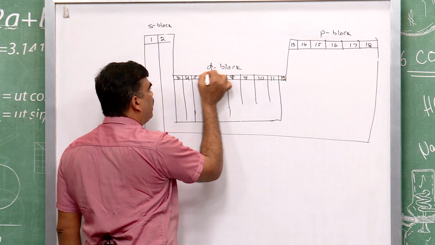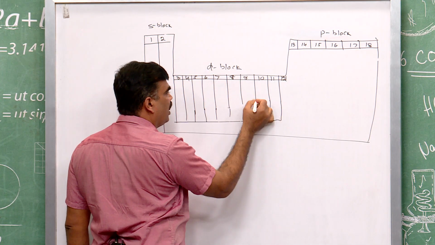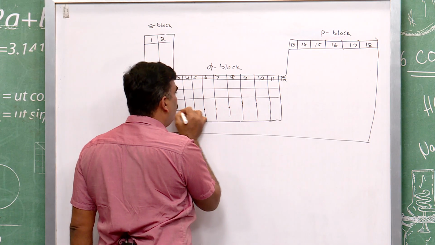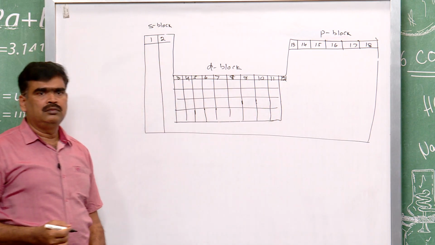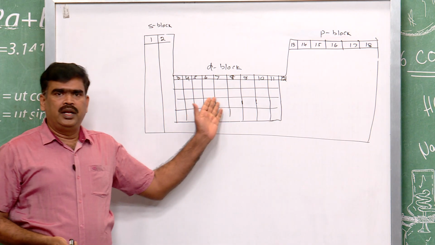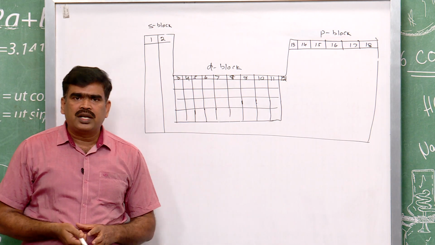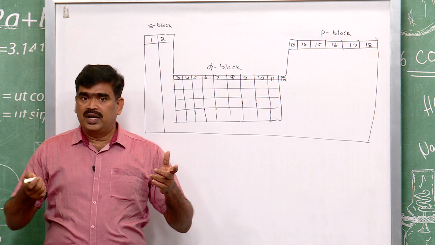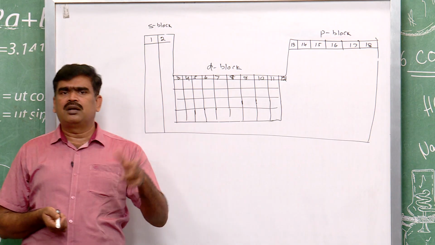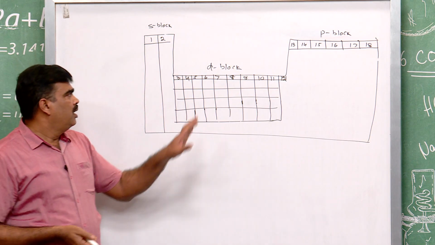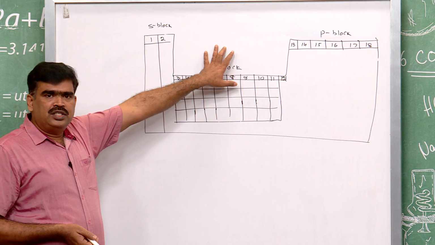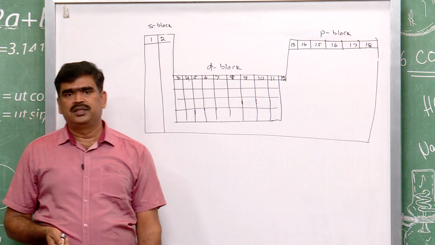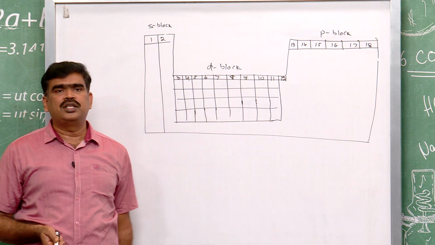So the D block contains 10 groups and there are 4 series. These are D block elements. These are called transition elements. Why are they called transition elements? Many times this has been asked in examinations. What are transition elements? D block elements are called transition elements. They are called so because of 3 reasons.